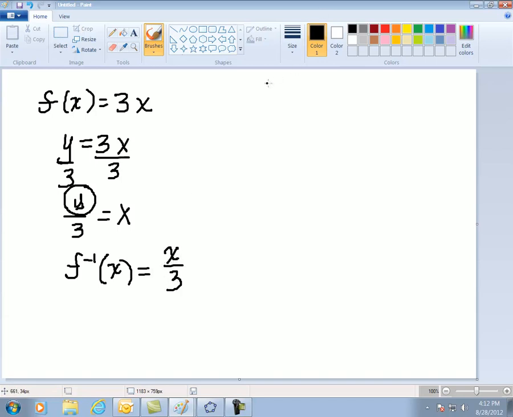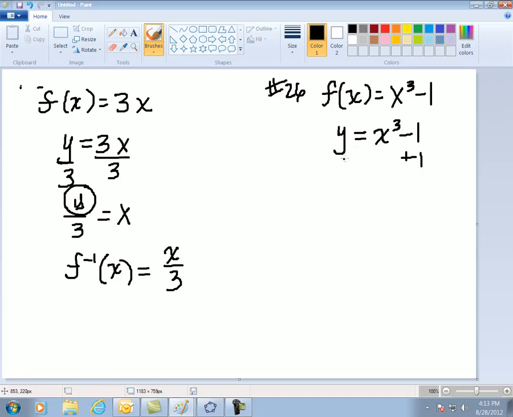Let's do one more example. This example is number 26. That was 24 from our text. And we have f of x equals x cubed minus 1. Again, step 1, replace your f of x with y. Y equals x cubed minus 1. And now we're going to solve for x. First step, add 1 to each side. Y plus 1 equals x cubed.